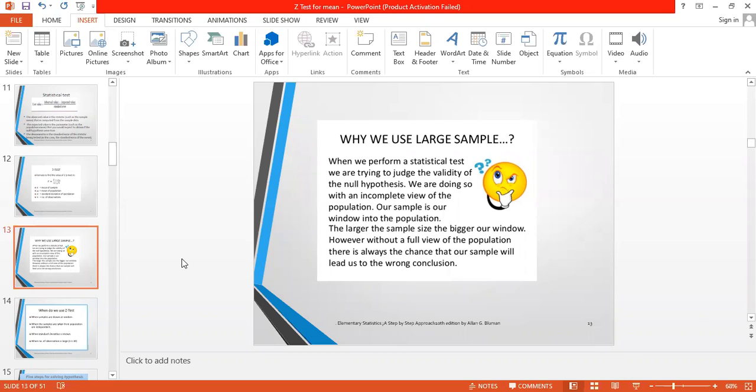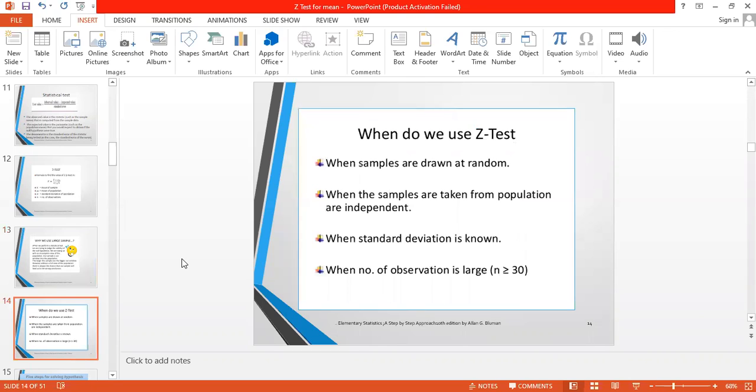However, without a full view of the population, there is always the chance that our sample will lead us to the wrong conclusion. Why do we use the Z-test? When samples are drawn at random, when the samples taken from the population are independent, when the standard deviation is known, and when the number of observations is large, greater than 30.